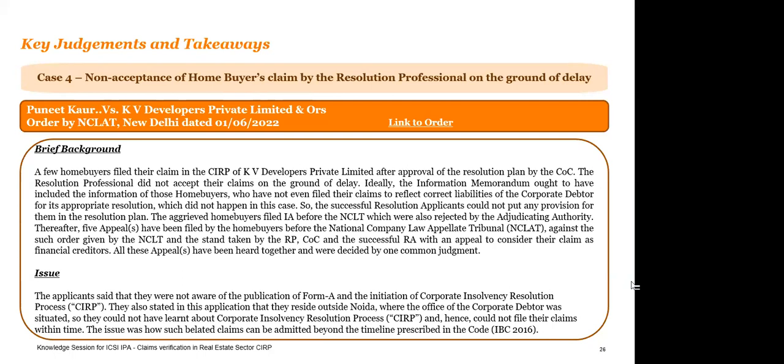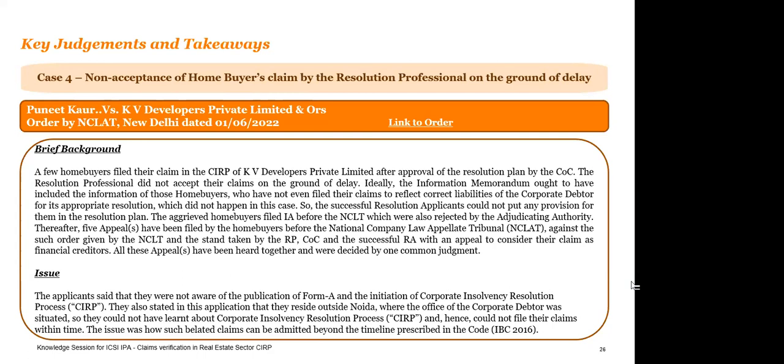But ideally, the information memorandum ought to have included the information of all the home buyers, even those who have not filed their claims. But in this case, this did not happen. So the successful resolution applicant could not put any provision in their resolution plan for these allottees who missed filing their claim within the timeline, because this was not in the information given to the PRAs, or rather when it converted to a successful RA. Now these aggrieved home buyers moved to NCLT, who also rejected their claim because they said that the plan has already been passed.